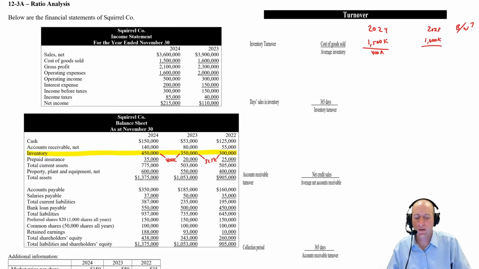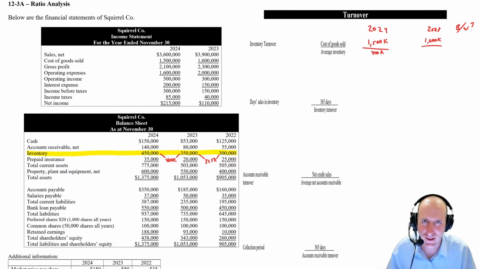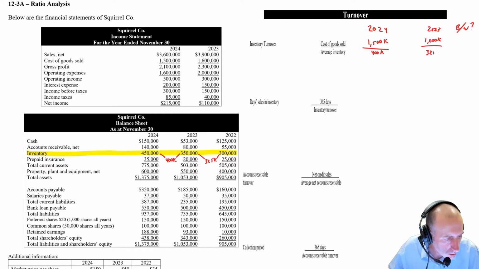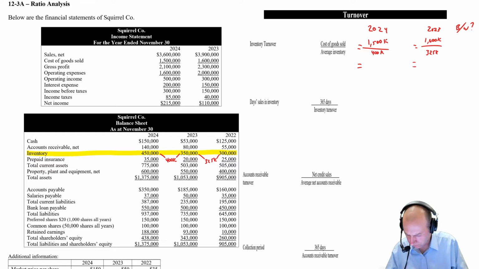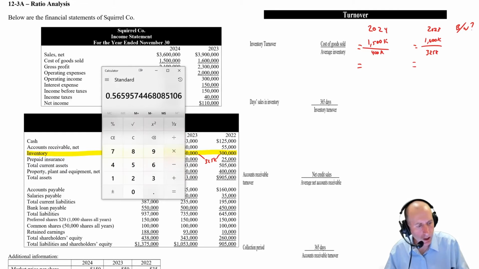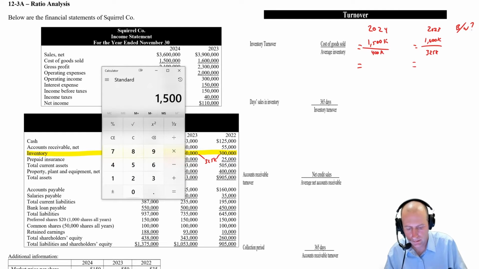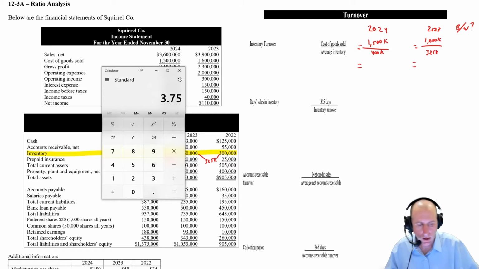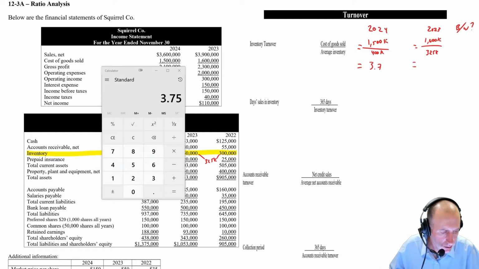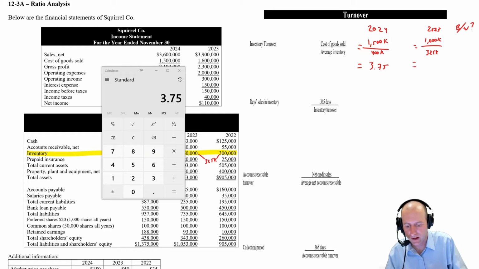When I was a beginning student, I would average all three numbers. That is not correct. We take the beginning inventory plus the ending inventory, divide by 2. So 300 plus 350 is 650, divided by 2 is 325. Okay, let's compute our ratios here. 1,500 divided by 400 is 3.75. So I'm selling through my inventory 3.75 times this year.